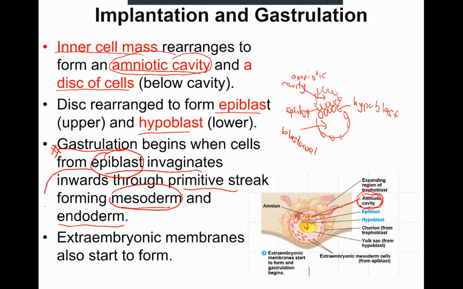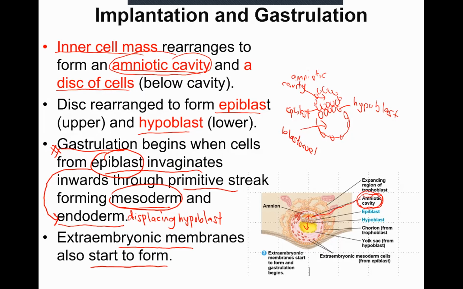Some epiblast cells move downwards, displacing hypoblast cells and becoming endoderm. And the epiblast cells that remain on the surface will become the ectoderm layer. All right, okay. And then after the formation of the 3 germ layers, the extra-embryonic membranes will start to form. All right. So what are the extra-embryonic membranes?